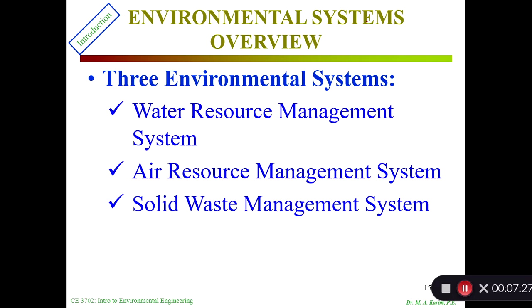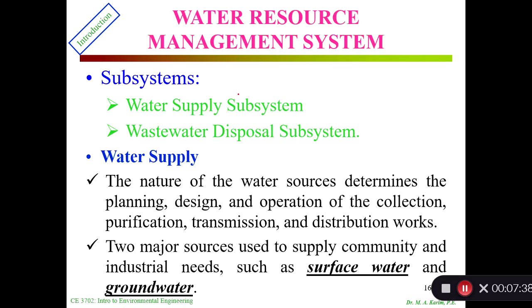Then the next one is the environmental systems overview. There are three systems that we mentioned before. These are water resource, air resource, and solid waste, right? These are the three that we discussed. The water resource system has two subsystems: one is the water supply subsystem, the other one is the wastewater disposal subsystem.